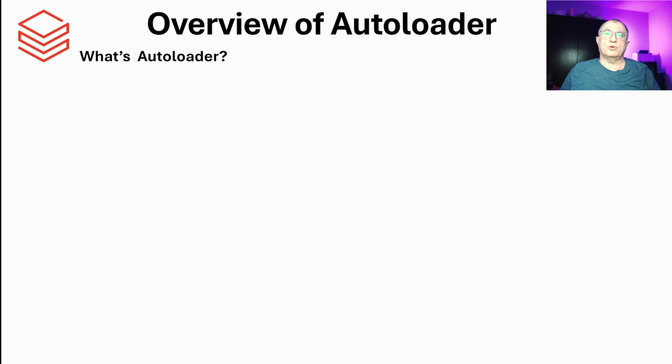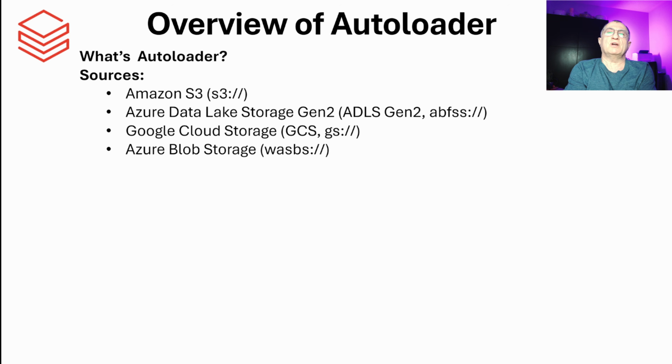So what is Autoloader? Autoloader is one of the sources for Spark structured streaming. When you specify format as cloud files, structured streaming switches to Autoloader mode. In terms of sources, Autoloader can read from all three big cloud data providers. So it can read from Amazon S3, Azure Data Lake Storage Gen 2. It can also read from Azure Blob Storage, and finally it can read files from Google Cloud Storage.